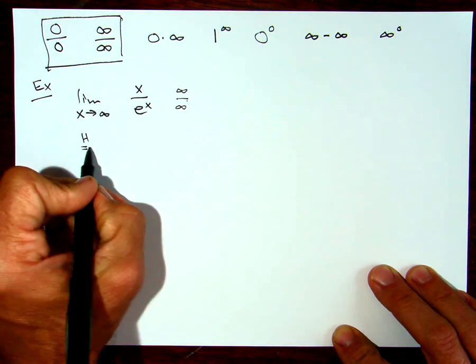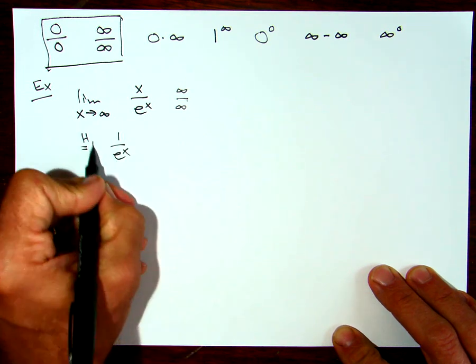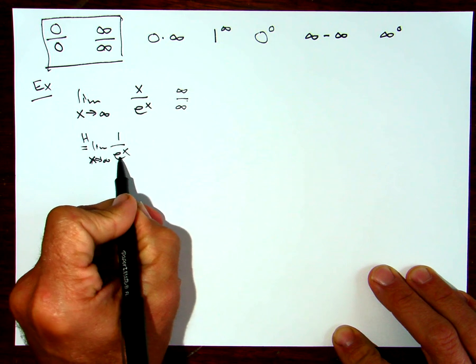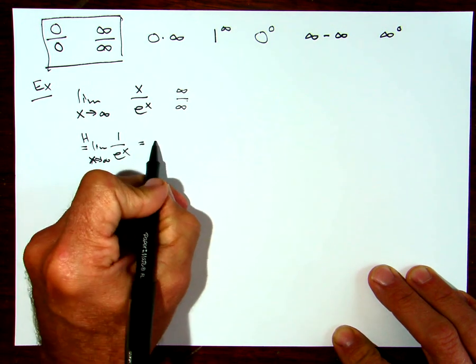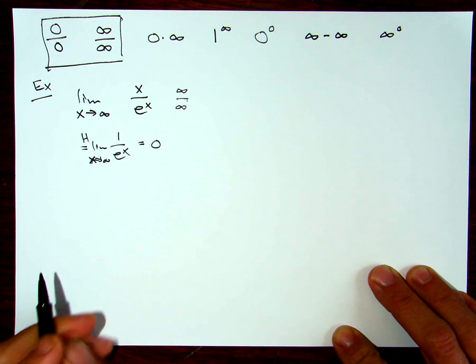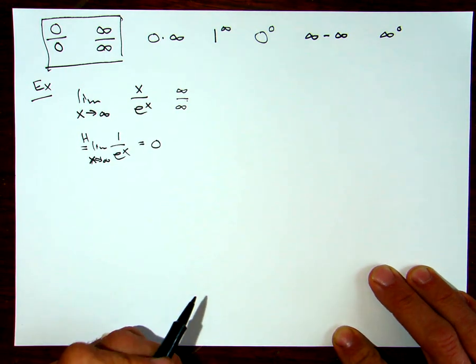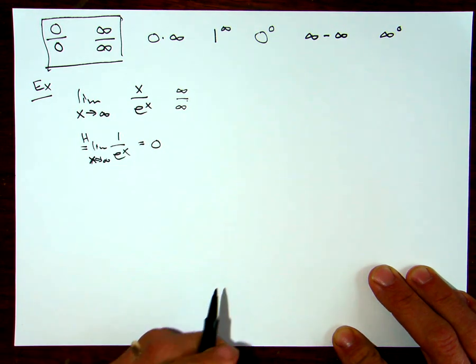So the derivative of x is 1. The derivative of e to the x is e to the x. So now I take the limit as x approaches infinity. All right, so the denominator grows without bound, while the numerator stays 1, so that's going to go to 0. And again, this just shows that e to the x goes to infinity much faster than x does. And so as their ratio goes to infinity, the limit will go to 0.